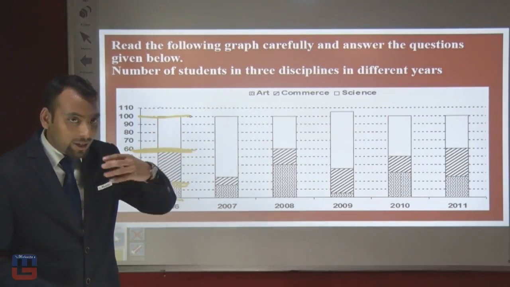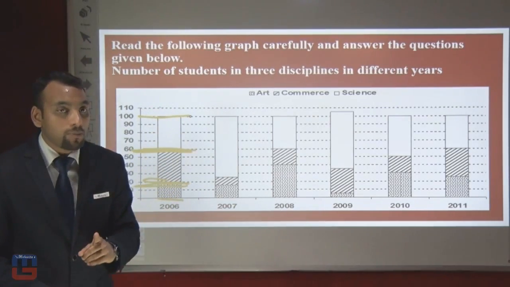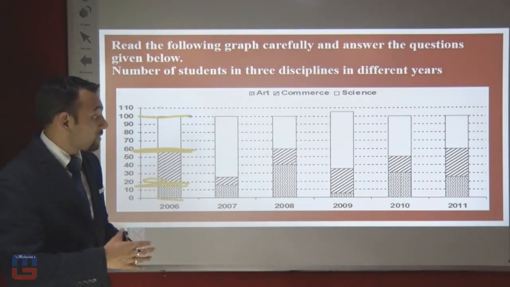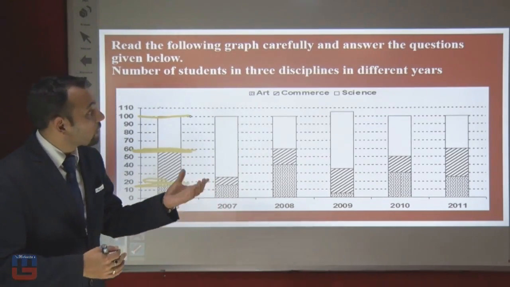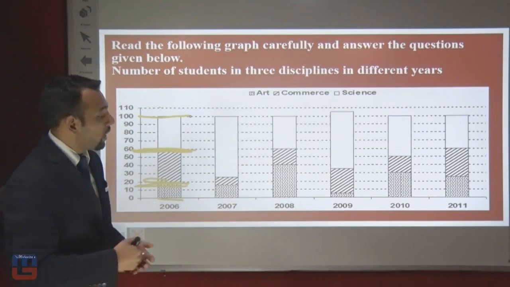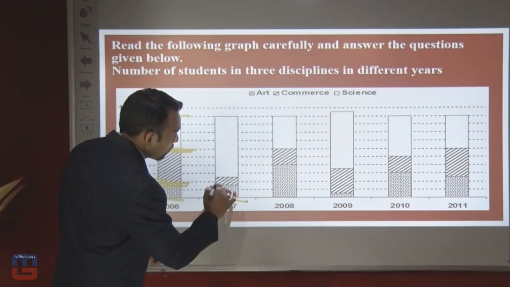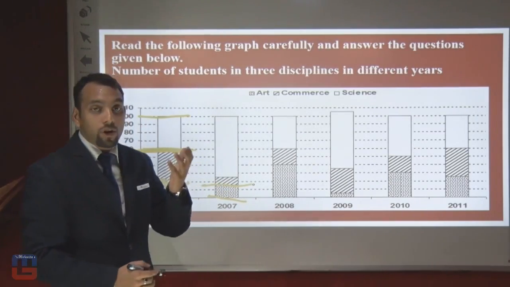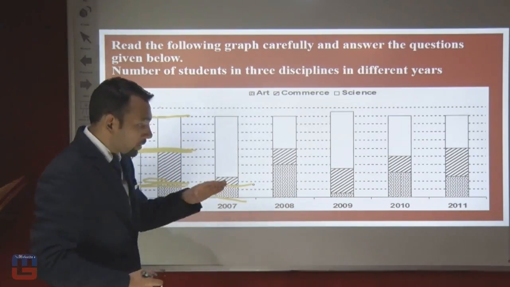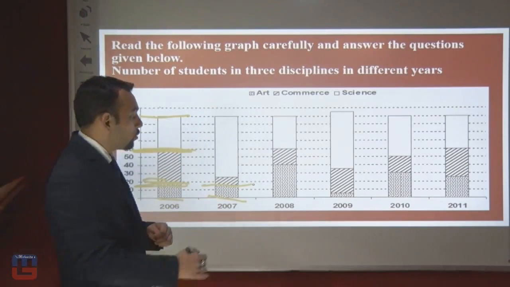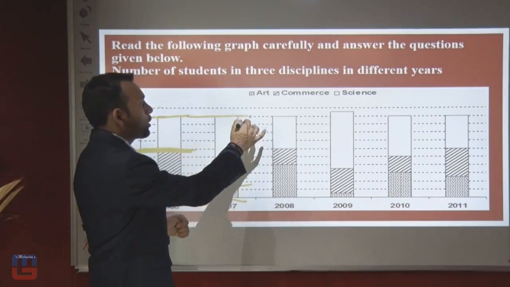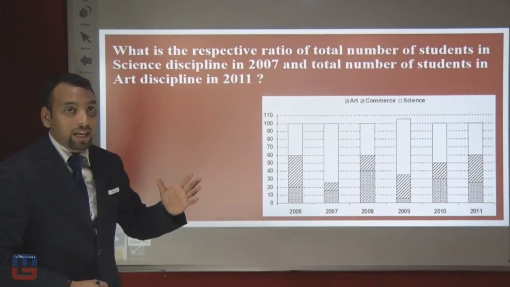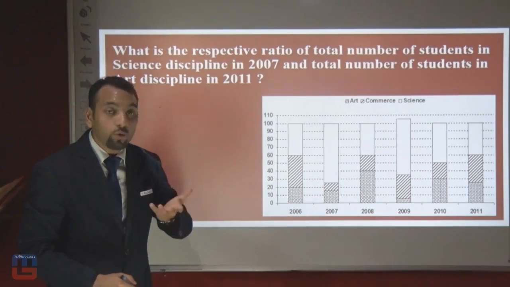So the basic thing you have to keep in mind is that if you are calculating the number of arts students in 2007, you have to pick the data from this point to this point, right? And if you are calculating the number of students of the science section in the same year, 2007, you have to pick the data from this one to this one, right? Now let us do one question from this DI, then we will understand exactly what it means.